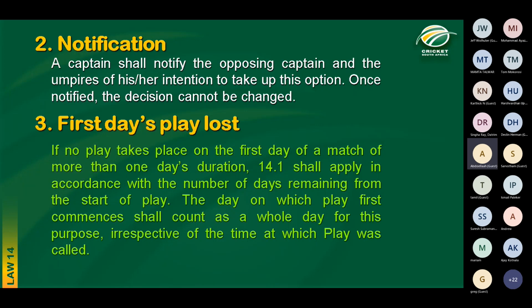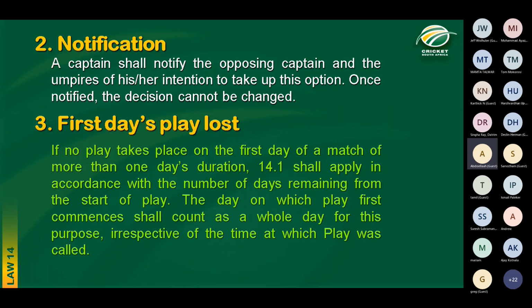Play was not called on the first day. And if that is the case, how do you determine the follow-on target? You will then look at the number of days remaining in the game. So in the example of a 5-day test match, and play was not called on day 1, now play will only start on the morning of day 2 at 10 o'clock. So now there are 4 days left in the test match. So now what will the follow-on number be? Not 200 anymore. It will now be 150.